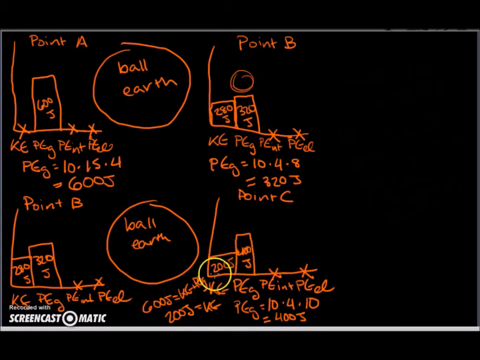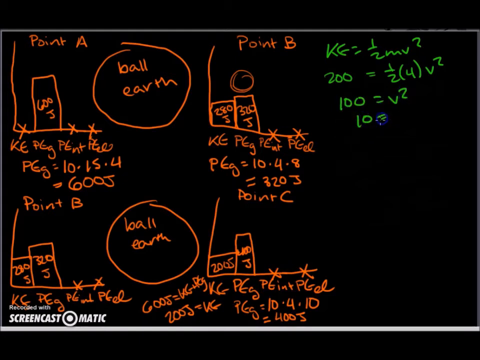And now that we know our kinetic energy, we can again solve for our velocity. So our kinetic energy, 1/2 mv squared, like we said earlier, 200 joules is equal to 1/2 times 4 times v squared. So 100 is equal to v squared. So 10 meters per second is our velocity. Remember, our velocity earlier at point B was 11.8 meters per second, and we now have our ball going 10 meters per second at point C. So I'm going to erase that.